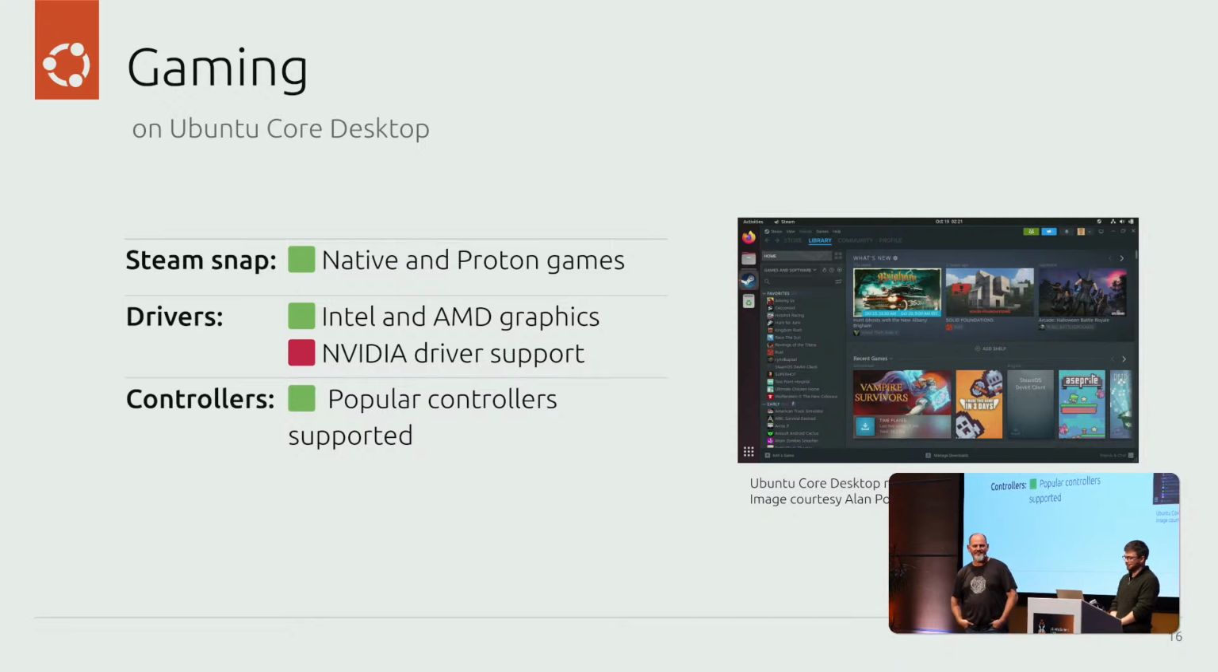So, you know, it's not all business. We do enjoy using our computers. As many of you have probably seen, we have been delivering Steam as a snap now for about a year. Some of the reasons we needed to invest in that sort of thing is to make sure it works in this type of environment, right? Also make it as portable as possible and work on as many devices as possible. So some progress there. Native and Proton games do work on Core Desktop in the Steam Snap.